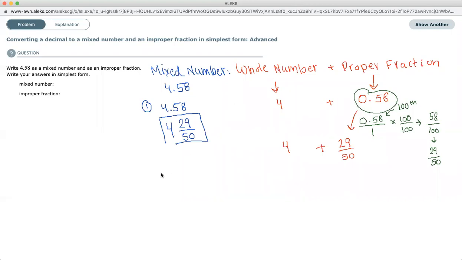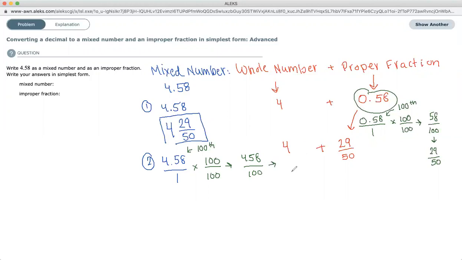The second way to go about finding a mixed number is to start off with your decimal and rewrite it as a fraction right from the beginning. Write it over 1. Now, similar to the previous method, note that this decimal ends in the hundredths place. So we're going to multiply the numerator and the denominator by 100. That's going to clear the decimal, so I end up with 458 over 100. Again, all fractions should be in simplest form. So we're going to go ahead and reduce this.